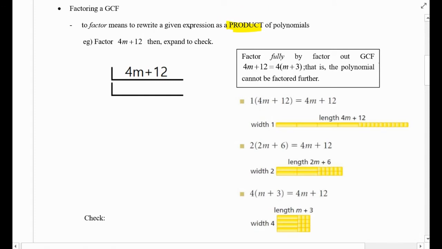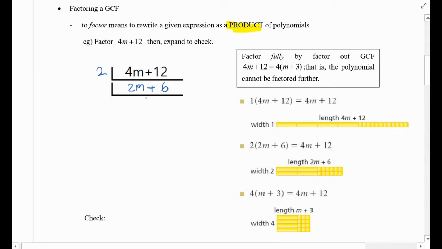So if you look at this, 4m plus 12 is not a product of polynomials. So what we're going to do is find the GCF. You're going to look at each term, 4m and 12. Do you guys see any GCF here? Any common factor? I'm going to use 2 to divide both terms. So 4m divided by 2 becomes 2m. 12 divided by 2 becomes 6. And then I have 2m plus 6.